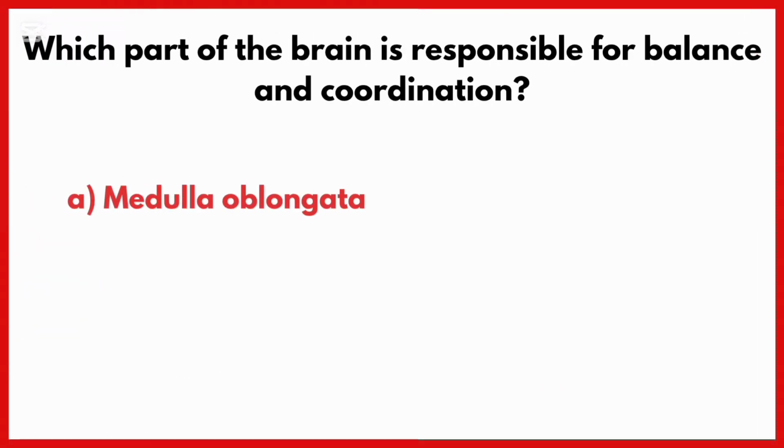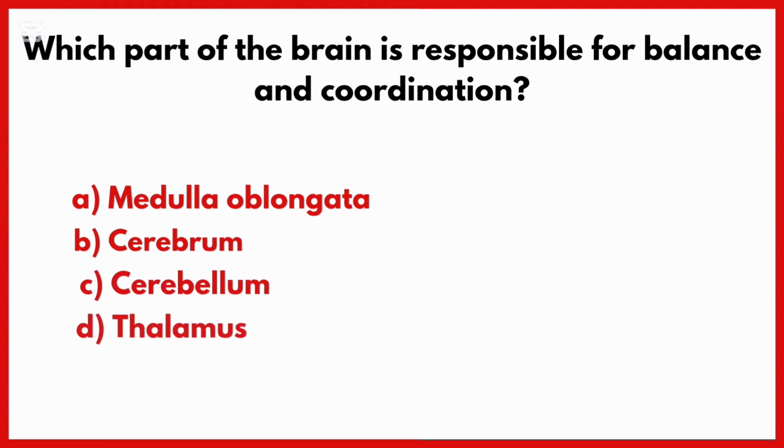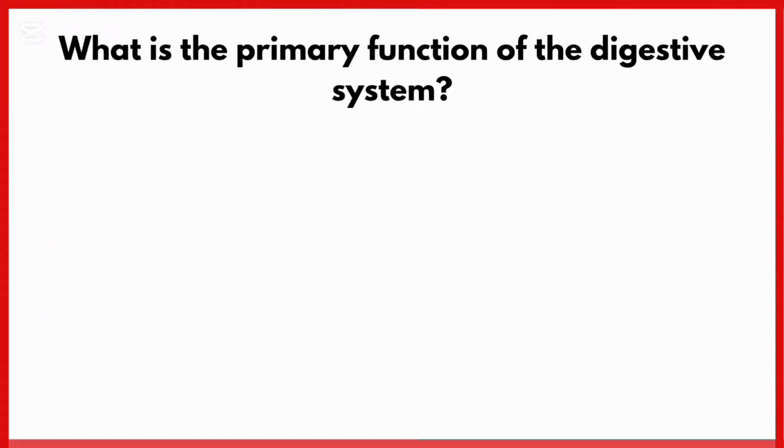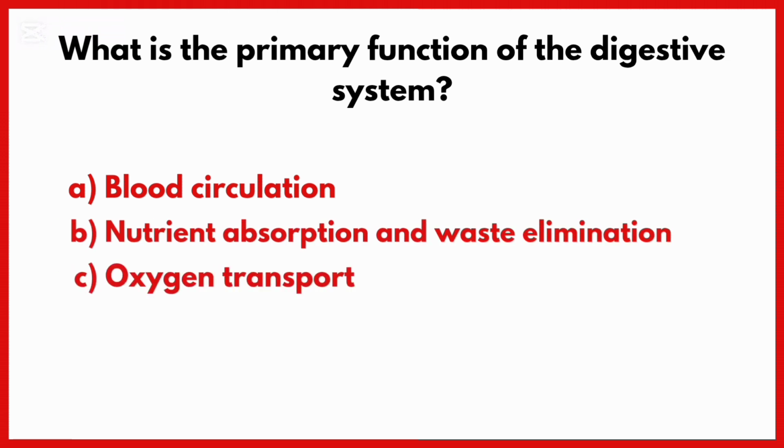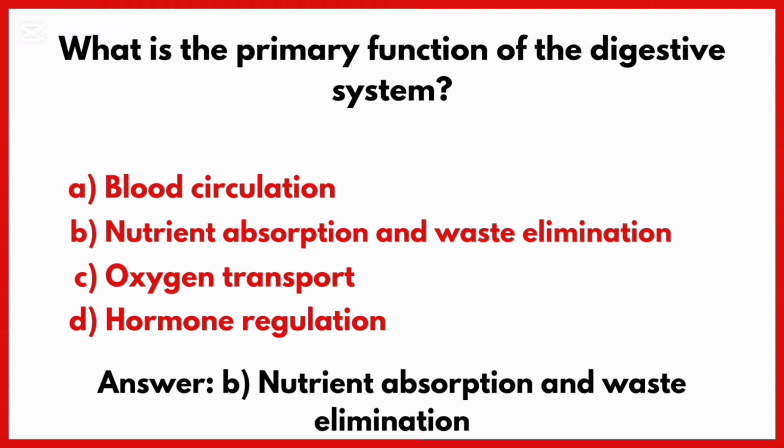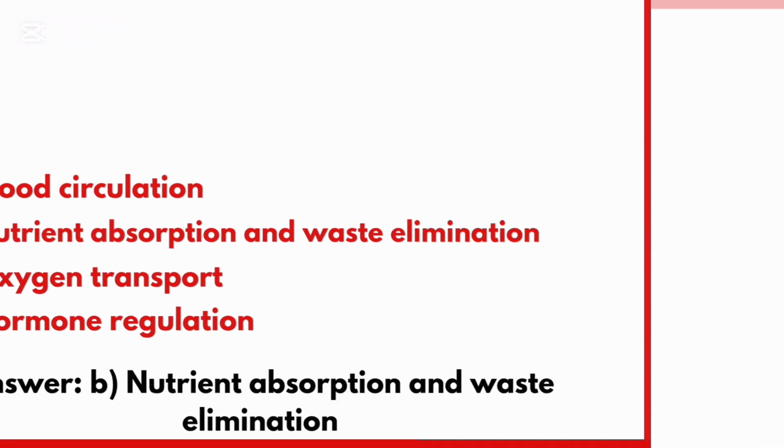Which part of the brain is responsible for balance and coordination? Correct answer is option C, cerebellum. What is the primary function of the digestive system? Correct answer is option B, nutrient absorption and waste elimination.